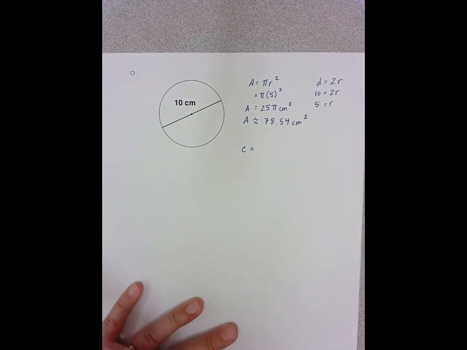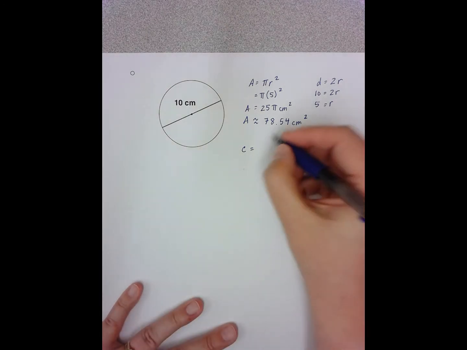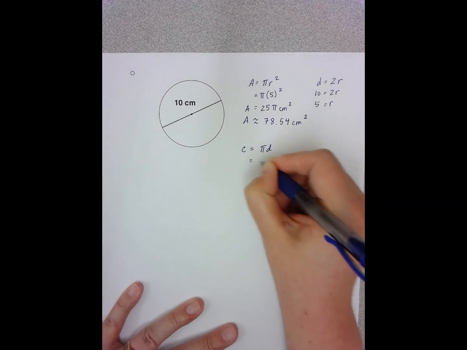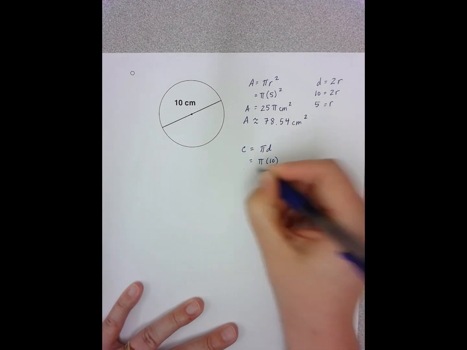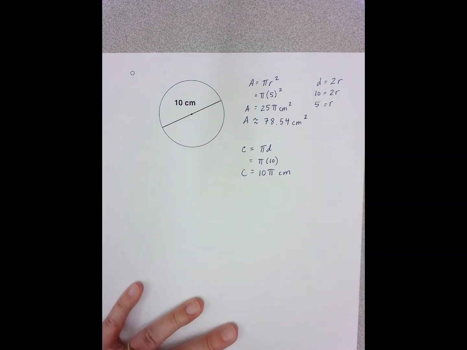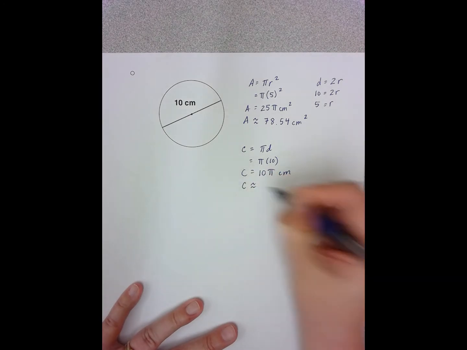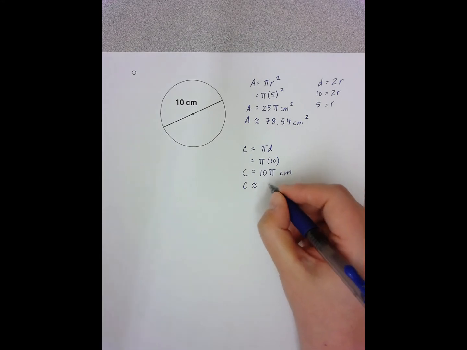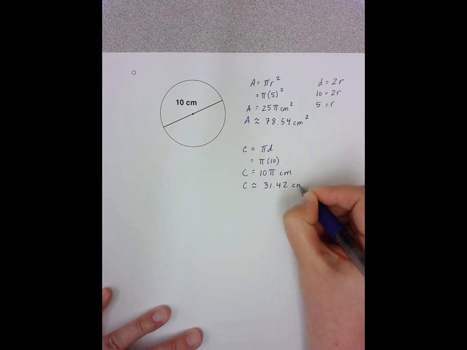Then I need to find circumference. In this case, because I'm given the diameter, I'm going to use the formula circumference equals pi d. I substitute 10 in for d, and I get that the circumference is 10 pi centimeters. Again, if I need to find the approximate, I'll plug 10 pi into my calculator, and that gives me approximately 31.42 centimeters.